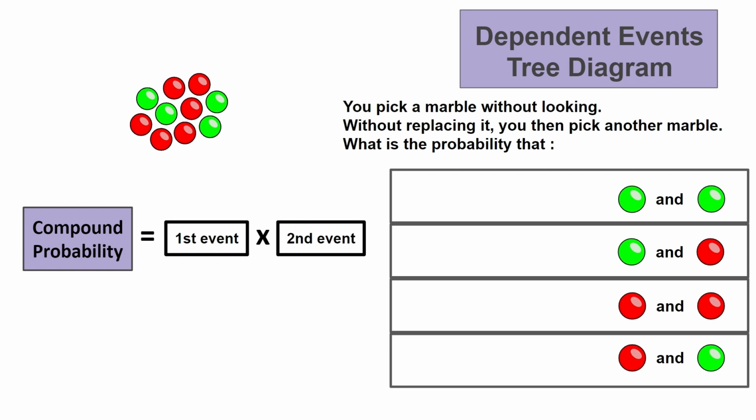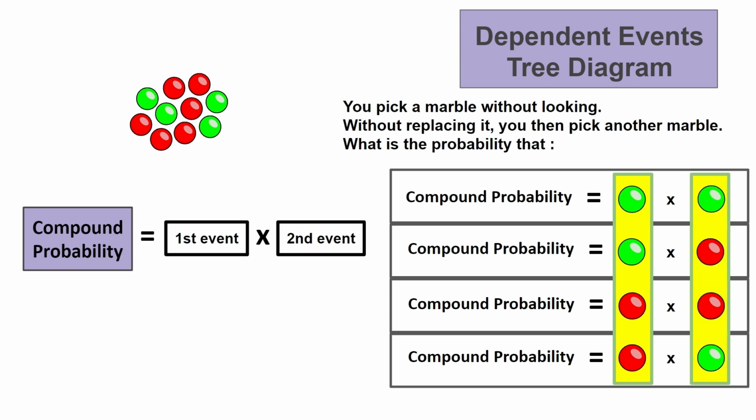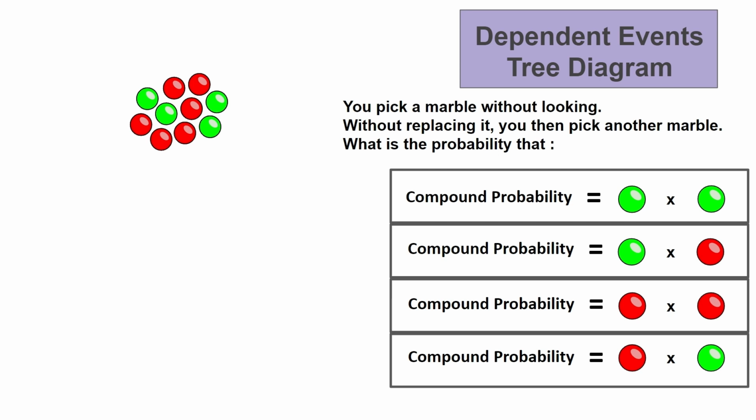We're going to calculate compound probability by finding the probability of the first event in each of these cases and multiply by the probability of the second event in each of these cases. Now, before we can calculate the probability of each of these events, I'm going to draw a tree diagram, which is a graphical representation that shows all possible outcomes of a series of events.